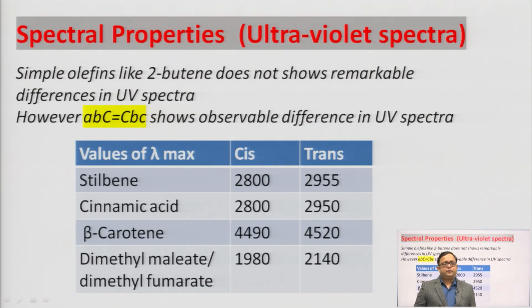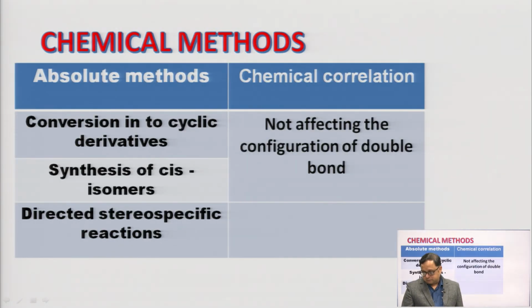Similarly, we can utilize spectral properties. At this stage, you are not very much aware of these UV properties or spectral properties. So, just at this point, we can remember that these values are more for cis, or this value is more for trans as compared to cis. This is the excitation of the molecule in the presence of high energy.